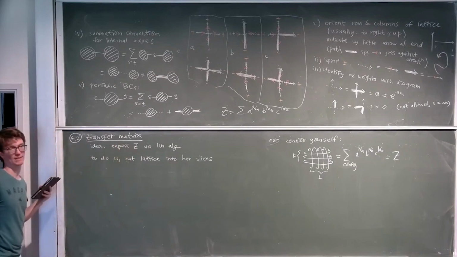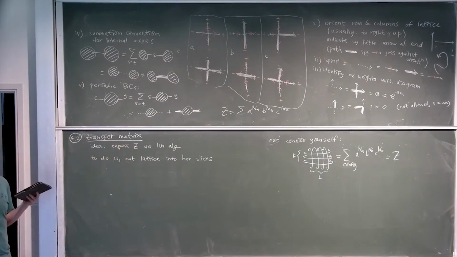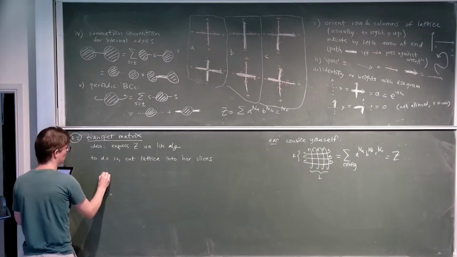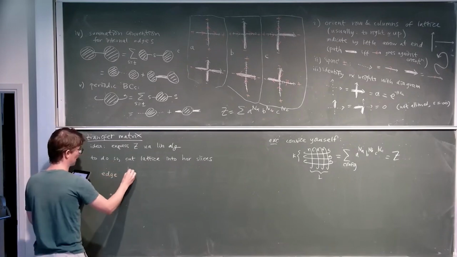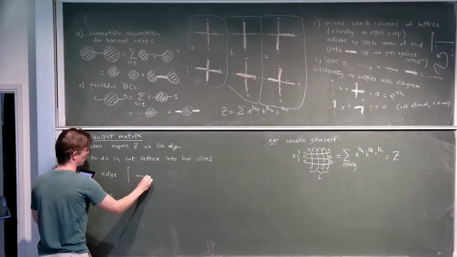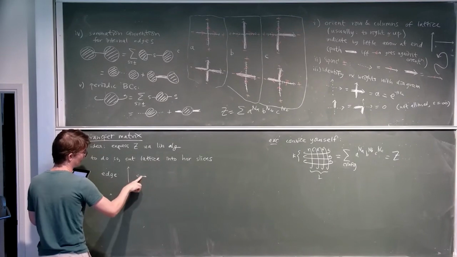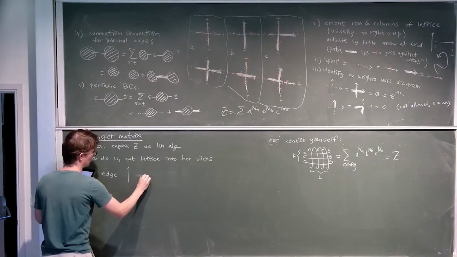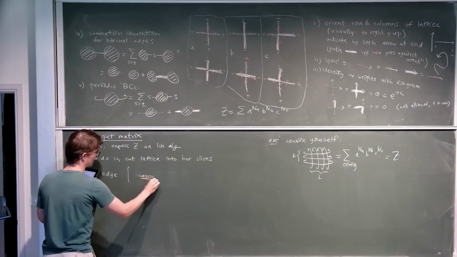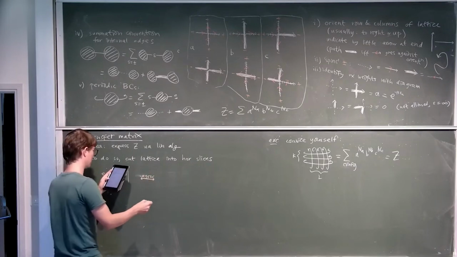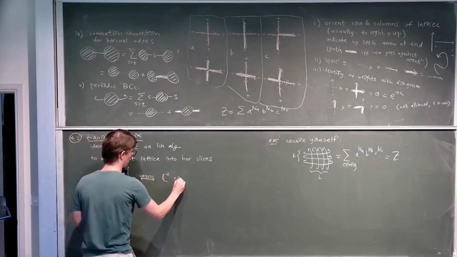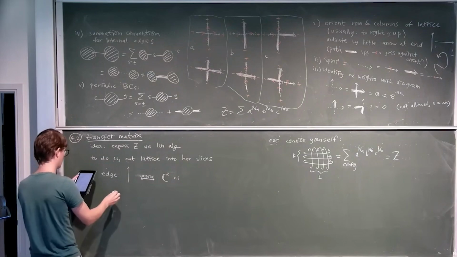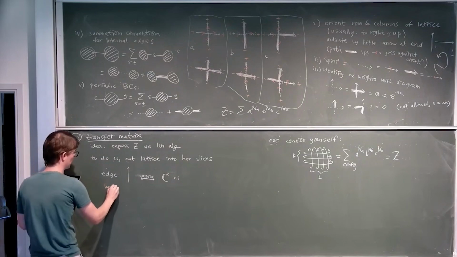If I want linear algebra, then of course I have to introduce some vector spaces because we're going to get matrices acting on these vector spaces. So for each edge, we're going to associate C^2, some two-dimensional vector space, to the local degrees of freedom on the edge.